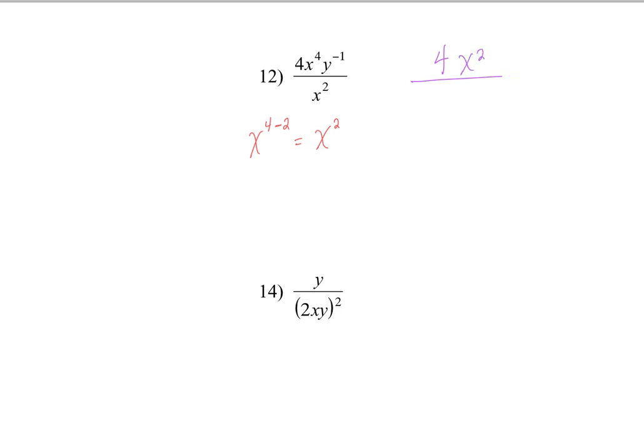The y cannot reduce with anything, so the y is going to stay a y to the negative 1, which means I'm going to put it where? On the bottom. And that would be my answer. Once I get down to one number and one of each variable, I can't simplify it anymore.